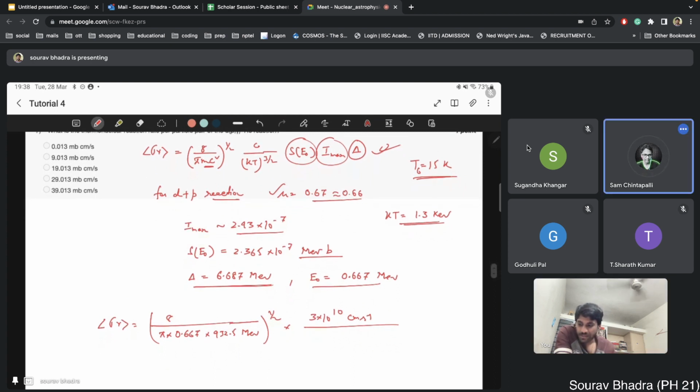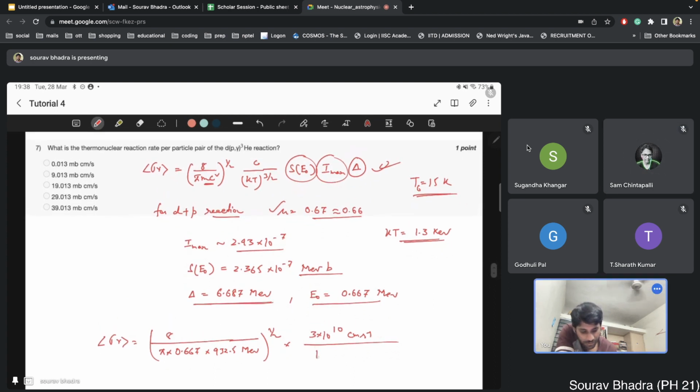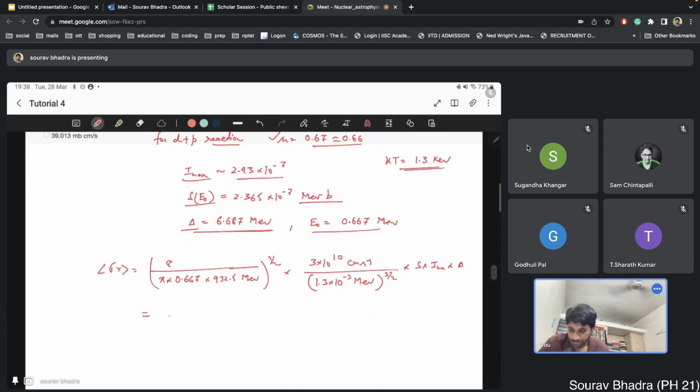Okay, so 3 into 10 to the power 10 is there, and kT is 1.3 times 10 to the power minus 3 MeV, since keV means 10 to the power minus 3 MeV. Kilo and mega, there will be a factor of 10 to the power 3 or minus 3 according to the change you are doing. I am not writing again the values of S, I max and delta. If you put all those values, your answer will be 19.013 times 10 to the power minus 3 barn centimeter per second, or in millibarn it is 19.013 millibarn.